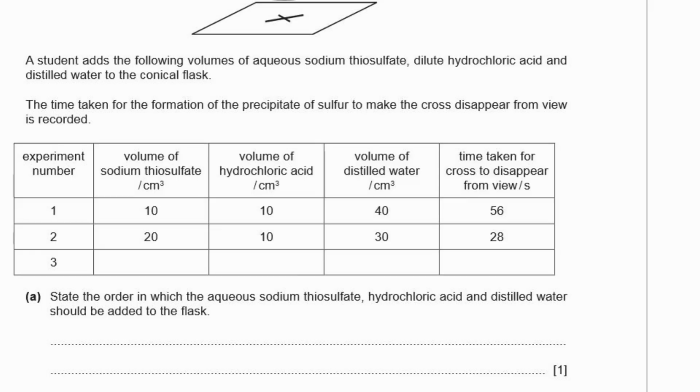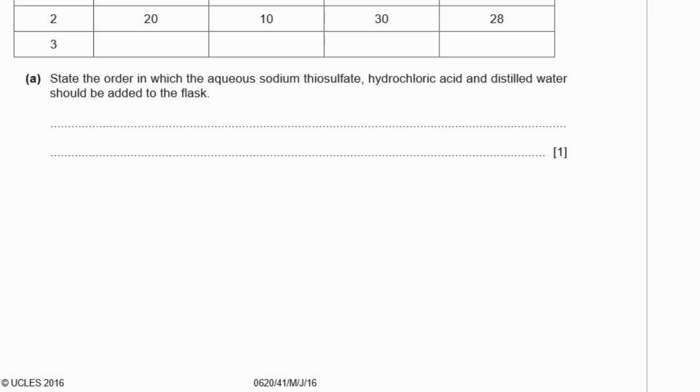A. State the order in which the aqueous sodium thiosulfate, hydrochloric acid, and distilled water should be added to the flask. So in order for the reaction to happen, you have to have the hydrochloric acid react with the sodium thiosulfate, which means you want to make sure that one of those is added at the very end. You do not want to add water at the very end. The order I would say would be to first of all add water. Secondly, I would say to add the hydrochloric acid. And thirdly, I would say finally to add sodium thiosulfate.